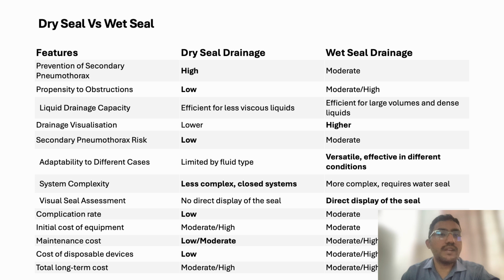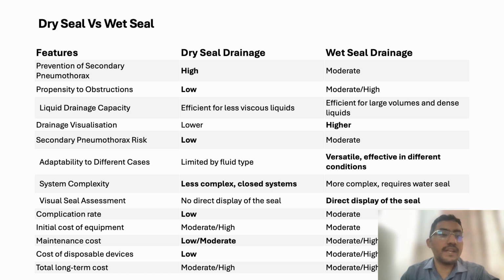Then the liquid drainage capacity is better for less viscous liquids in the dry seal, as because of the flutter valve, more viscous fluids may not be able to pass through, whereas the wet seal is efficient at removing large volumes, and even dense liquids can be removed. And visualization of the drain quality, the fluid quality, is higher in the wet seal drainage, whereas it is low in the dry seal drainage.